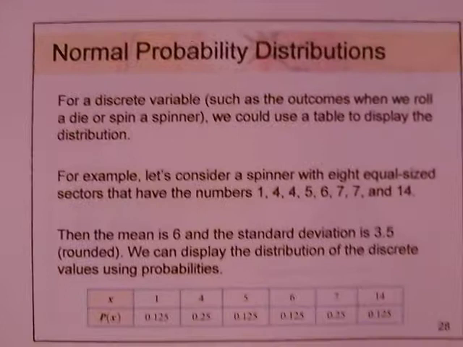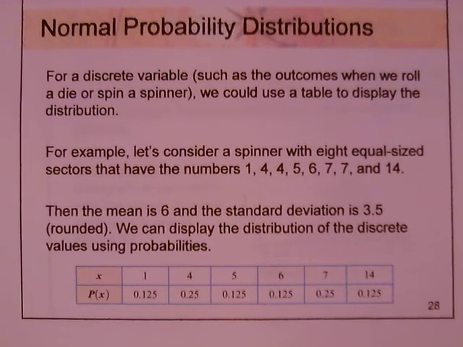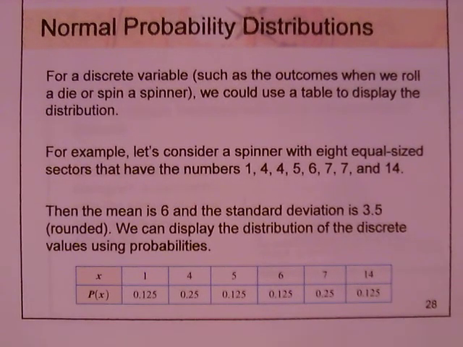For discrete values such as the outcomes when we roll a die or spin a spinner, we could use a table to display the distribution. For example, let's consider a spinner with 8 equal-sized sectors that have the numbers 1, 4, 4, 5, 6, 7, 7, and 14. Then the mean is 6 and the standard deviation is 3.5, which is rounded.